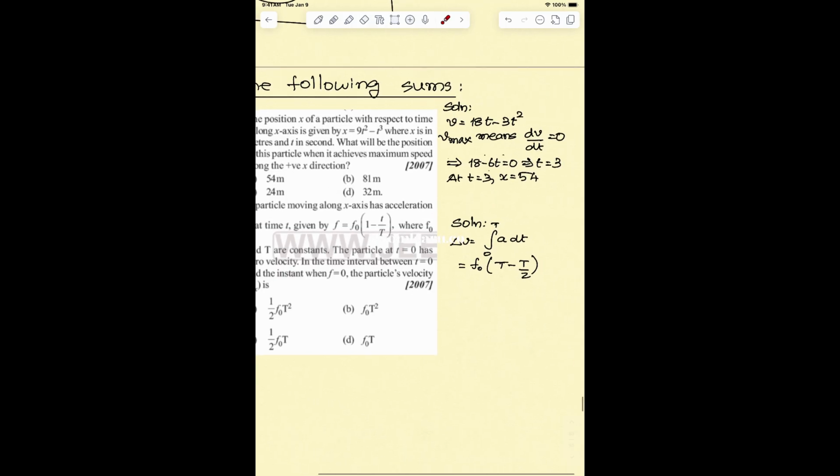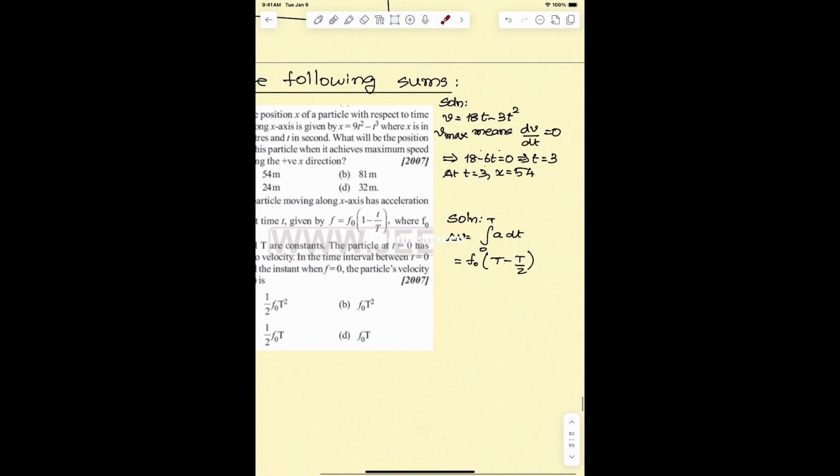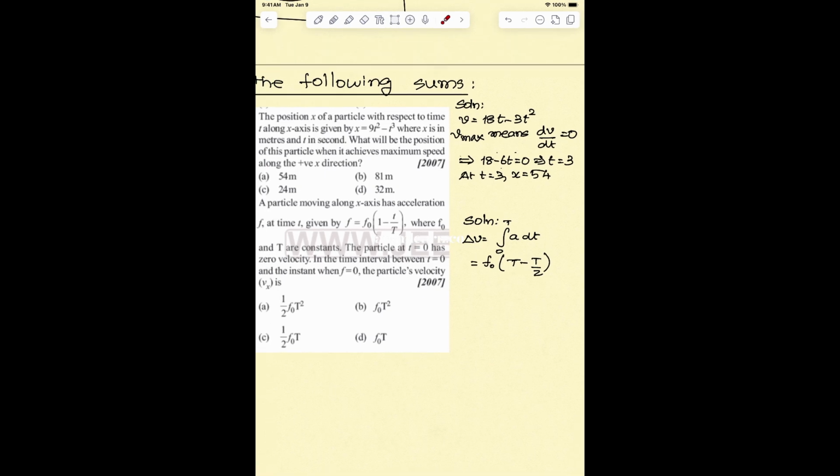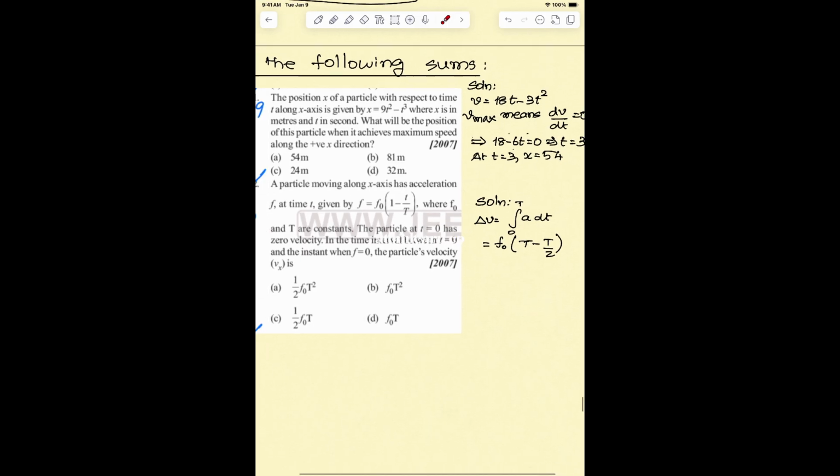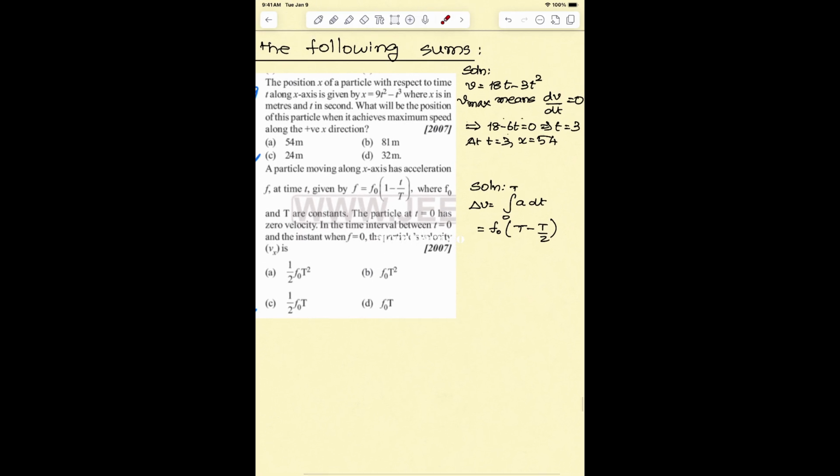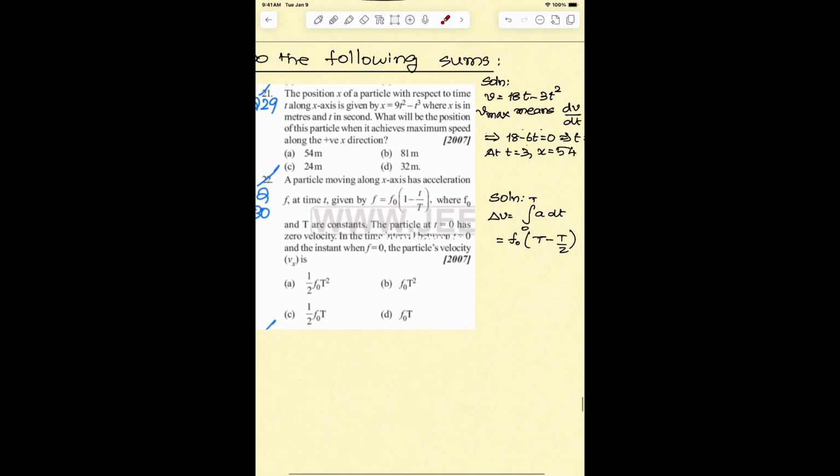Okay, now it's like this. They are given an acceleration function. If you integrate it, you get the change in velocity. And then you proceed. Now, delta velocity, and then what is it that they want?